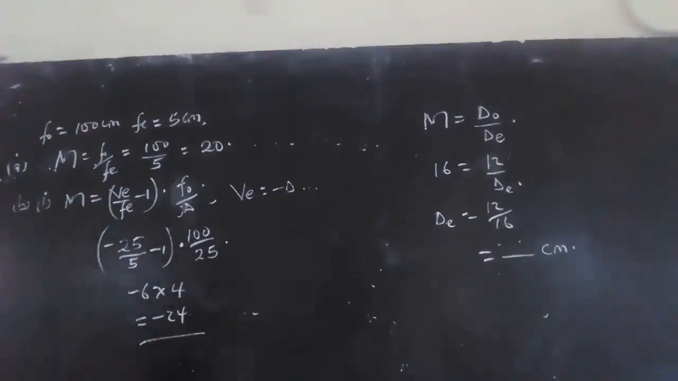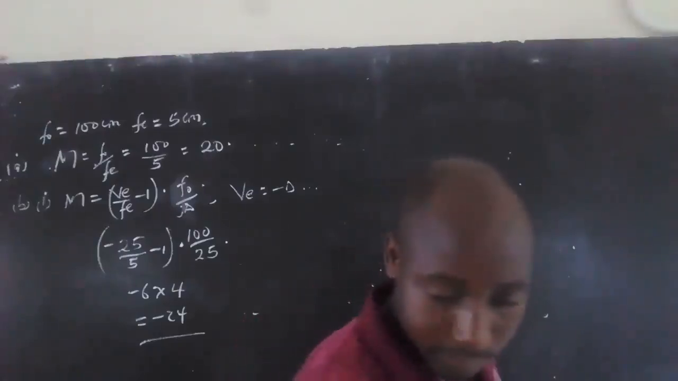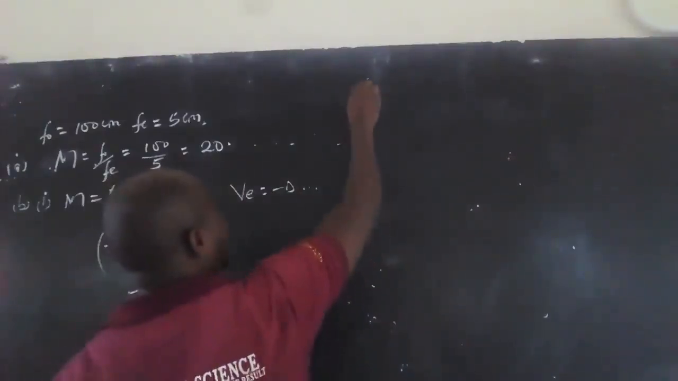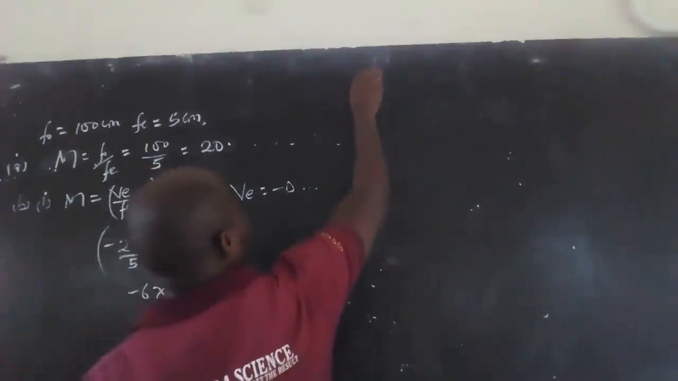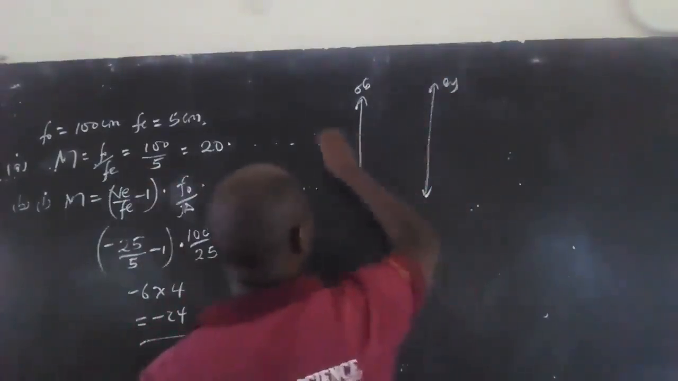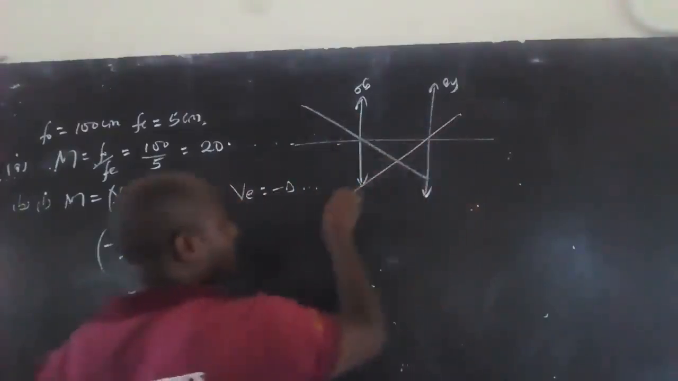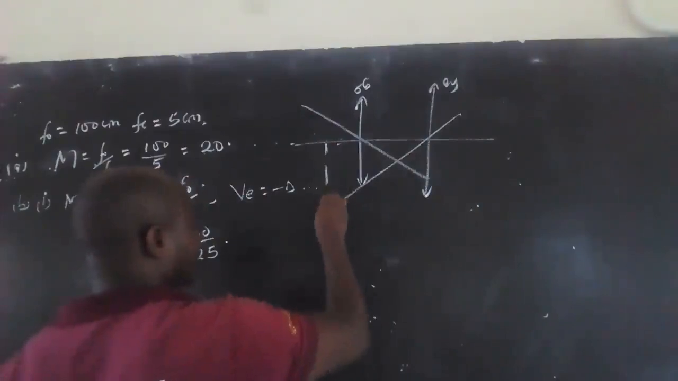Negative 24. Then another question says separation of objective and eyepiece. Separation of objective and eyepiece. So in this case, we are supposed to have, this is the objective, then this is the eyepiece. So if the image is to be formed at a near point here, this is the image.